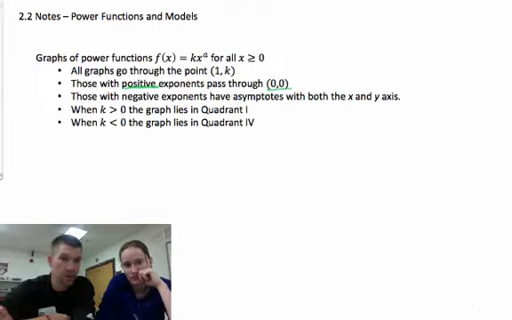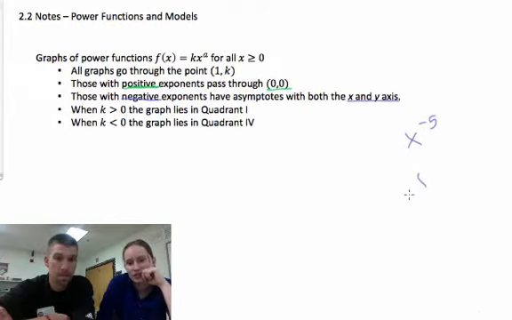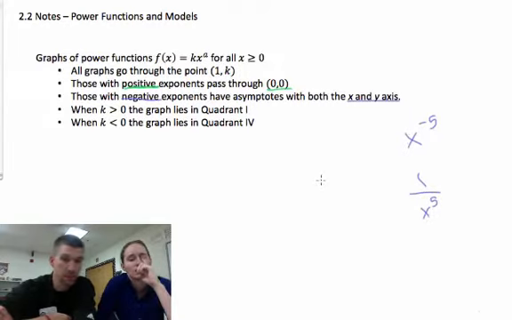Negative exponents will have asymptotes with both the x and y axis. So if you've got one with a negative exponent, like x to the negative fifth, for example, which they might write as 1 over x to the fifth. That one is not the prettiest of ones.